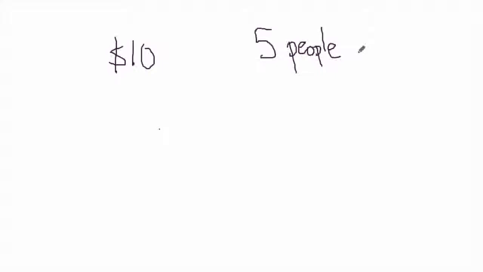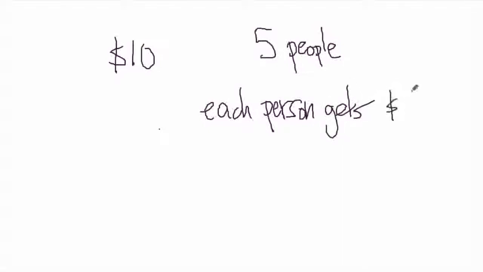Now without fancy math, just by thinking about it, you might be able to see that each person gets $2, right? If each of the 5 people got $2, that's where it would take $10 to share, give each person that much. So this is what you need to be able to do when you have a division problem.